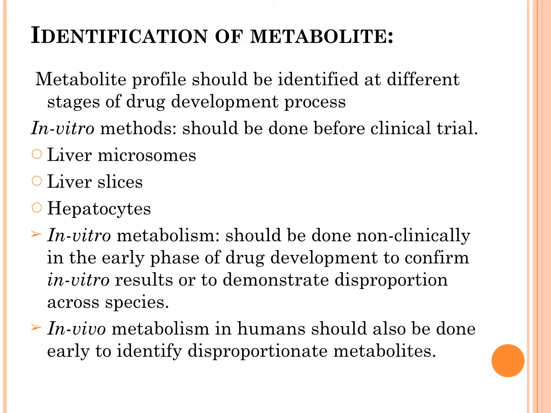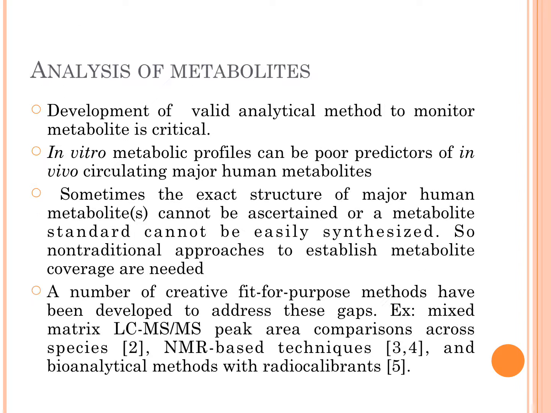Besides, in vivo metabolism in human also should be done early, because this will help identification of disproportionate metabolites. Analysis of metabolites is key to the metabolite profile establishment. So, finding a valid analytical technique which will establish the metabolite both qualitatively and quantitatively is critical to the metabolite profile determination. The in vitro metabolite profile can be a poor predictor of in vivo circulating major human metabolites.